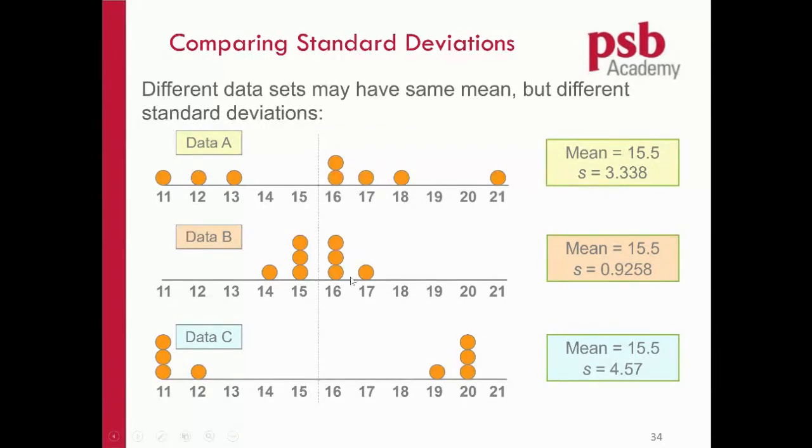So by one look at all these 3 diagrams, we know that this C has the highest standard deviation because the spread is the biggest. This has the lowest spread, everything clustered at the center. Okay, so this is the biggest spread, 4.557. This has the lowest spread, which is 0.9258. This is in the middle. Yeah, this is how you comprehend standard deviations.